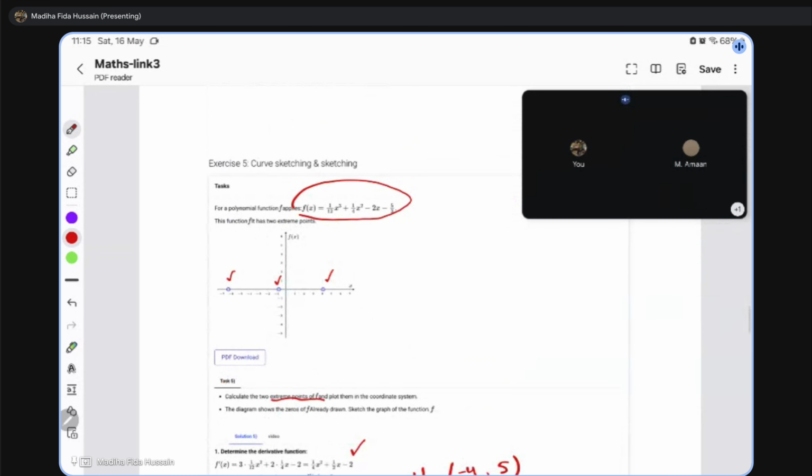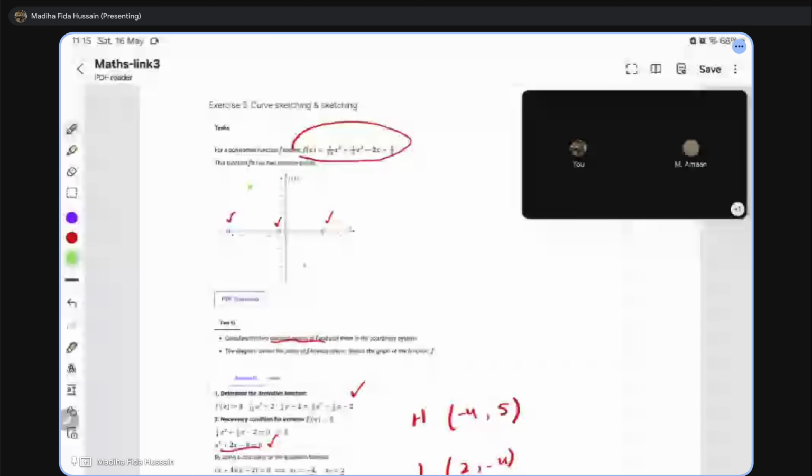Then you have the x-intercepts. Your high point is here, negative 4 comma 5, and you have to take this 2 comma negative 4 like this, and they give you the x-intercepts. The graph crosses them. That's it. They already give you the x-intercepts. You find the high point and low point, and then you just sketch the graph.